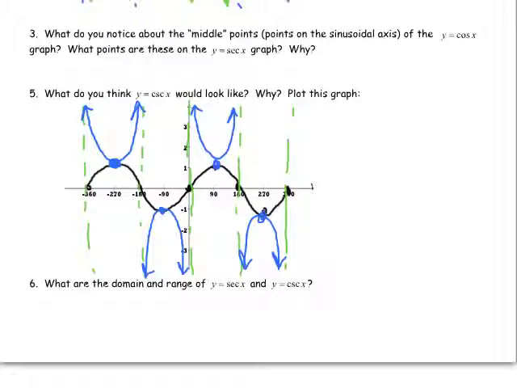There we go. We're actually going to save domain and range this question until another day, so we can go ahead and skip that question. So we'll skip that on the homeworks tonight too.